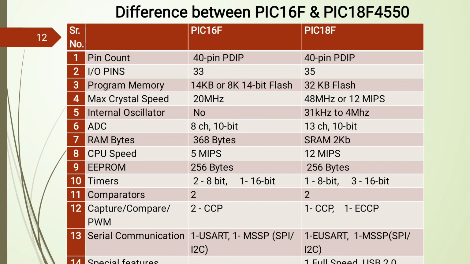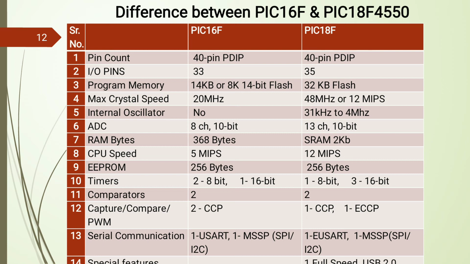And if we consider the CPU speed, in case of PIC 16F it is 5 MIPS, millions of instructions per second, and in case of PIC 18F it is 12 MIPS. So again it is much higher than the earlier version, that is 16F.